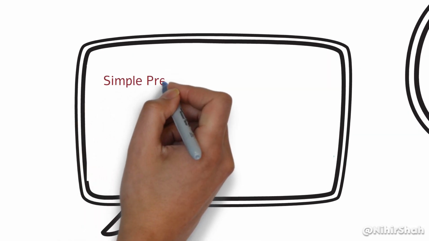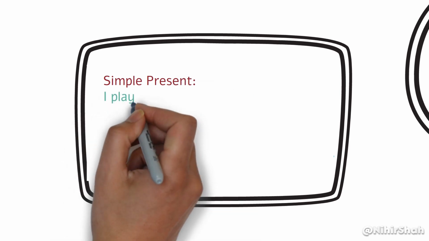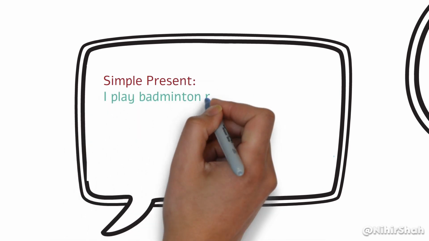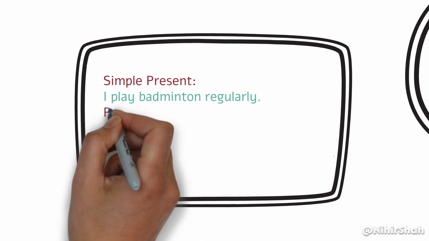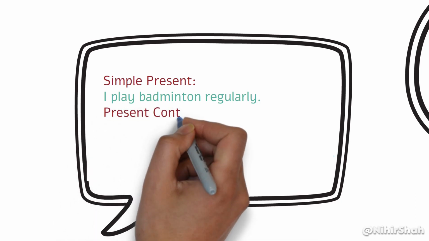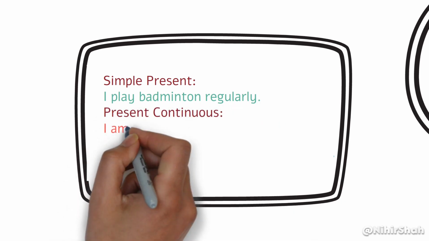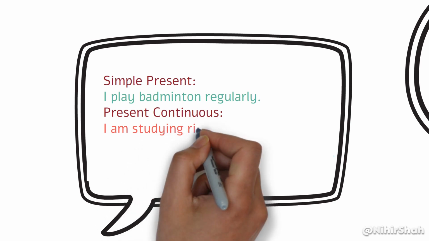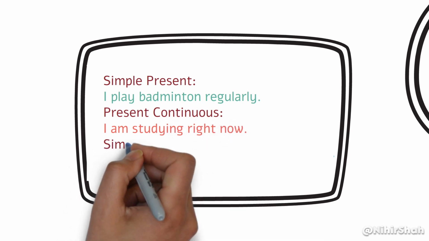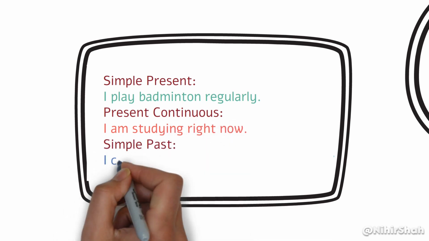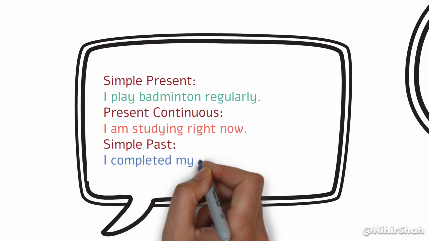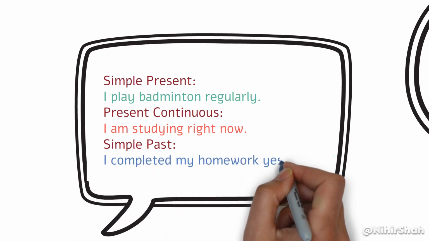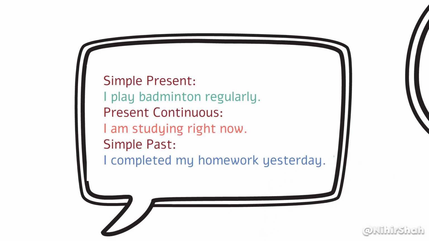For the simple present, it's like I'm a regular tourist at the badminton courts. I play badminton regularly. With the present continuous, I'm right in the middle of the action like now. I am studying right now. And for the simple past, it's like looking at a snapshot from yesterday. I completed my homework yesterday.